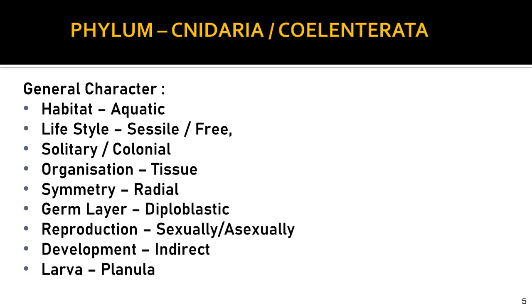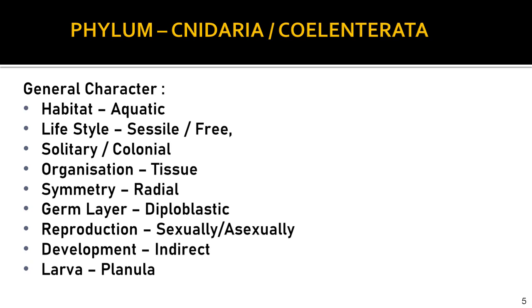The first character is habitat. Habitat in the sense where it is living, right? It used to live in the aquatic region. PHYLUM-CNIDARIA animals used to live in the aquatic region, right? Okay. And the second character is regarding lifestyle. Already we said it is used to live in the aquatic region, it is living in the water. How could it survive there?